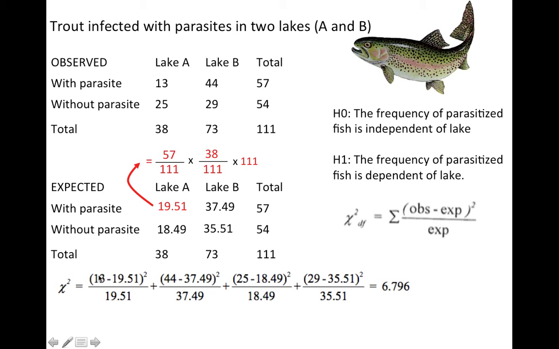The equation looks like this. So for each position, we have our observed value minus the expected value, squared and divided by our expected value, and the same for each of these positions. And we end up with a chi-square statistic of 6.796. We also need to figure out our degrees of freedom. And in a contingency table, our degrees of freedom are the number of columns minus 1 times the number of rows minus 1. We have 2 columns and 2 rows, so we end up with 1 degree of freedom.